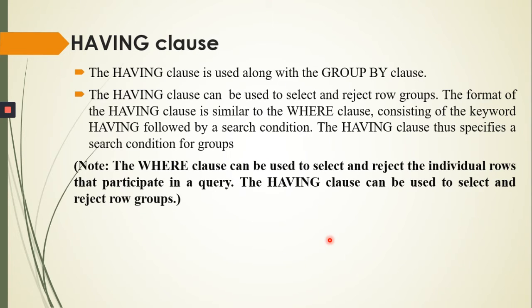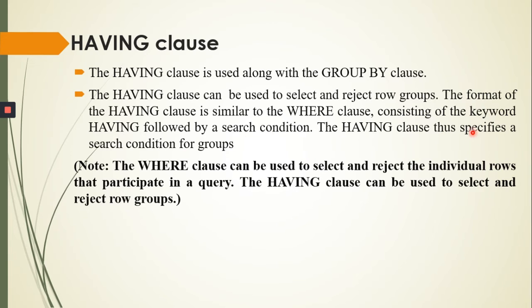Now next is the having clause. The having clause is used along with the group by clause. The having clause can be used to select and reject row groups. The format of the having clause is similar to the where clause. We have to provide some condition consisting of the keyword having followed by a search condition.